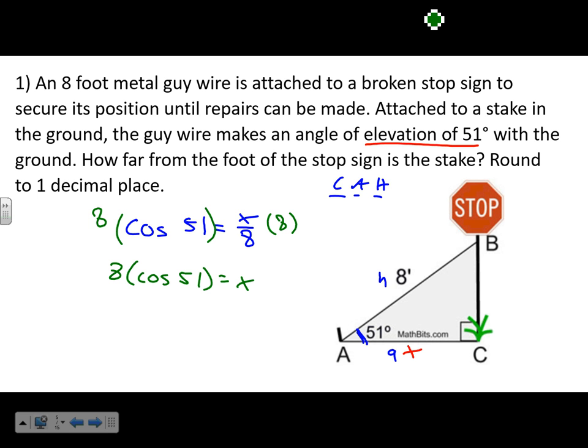Put in your calculator, 8 times the cosine of 51. Make sure your calculator is in degrees. You should get x is equal to 5.034. And it says round to 1 decimal place, so that's going to end up being 5.0.